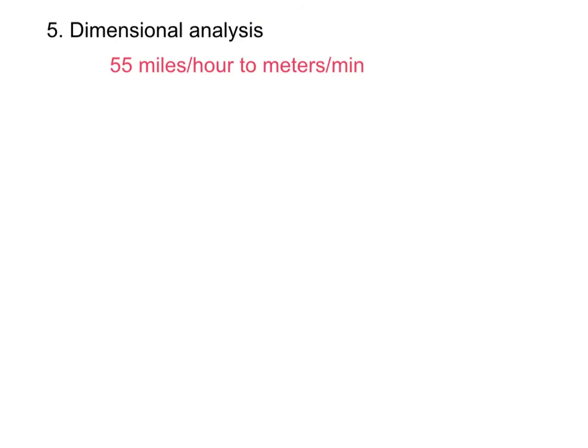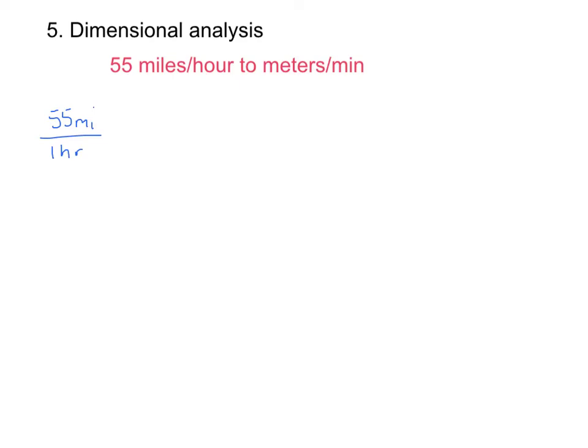The last concept on your study guide is dimensional analysis. So let's take a look at how we would use dimensional analysis to convert 55 miles per hour to meters per minute. So the first thing we're always going to do is start off with what we're given. So we are given there are 55 miles for 1 hour. That's how fast that we are moving.